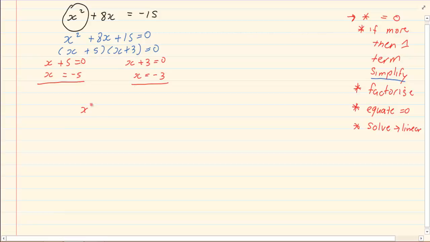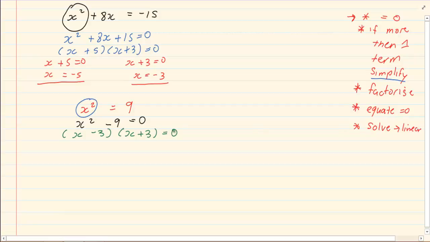If I give you x squared is equal to 9, we first need to make it equal to 0. We know we have to make it equal to 0 because the square in the question tells us it is quadratic, and that is the first rule. So we have x squared minus 9 is equal to 0. Now we factorize. This is difference of two squares. We have x minus 3, x plus 3 is equal to 0.